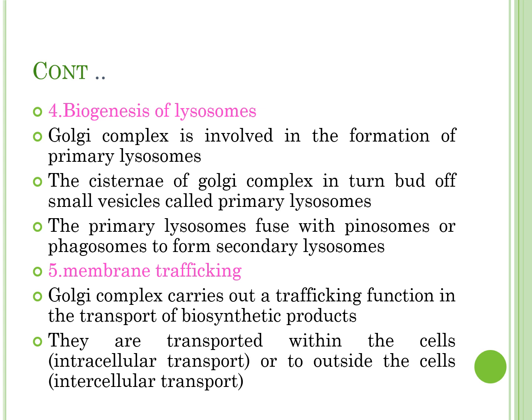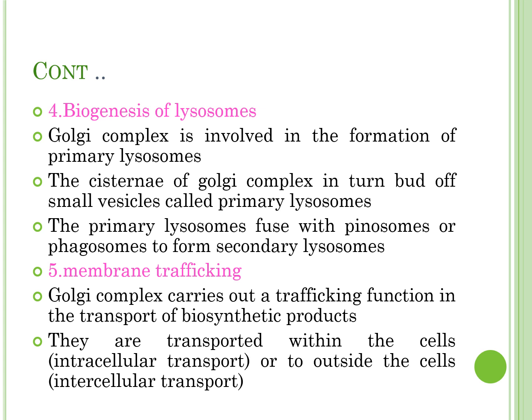And the fourth function is biogenesis of lysosomes. Genesis means formation. So Golgi complex is involved in the formation of primary lysosomes. The cisternae of Golgi complex in turn bud off small vesicles called primary lysosomes. This primary lysosome again fuses with pinosomes or phagosomes to form secondary lysosomes.